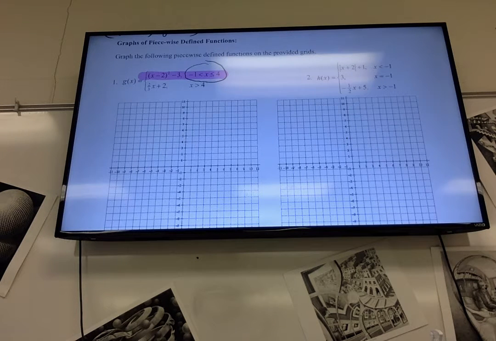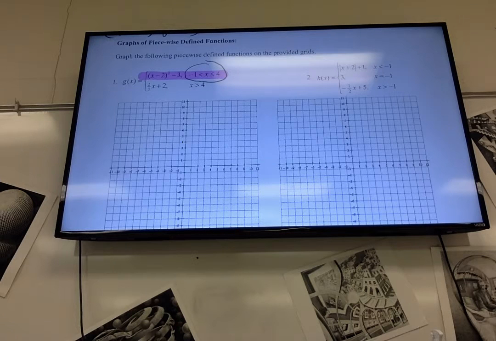Notice that first one, -1, is just less than. It doesn't have a line under it. If it's just less than, or just greater than, that means it's going to be an open circle. It's not going to be a filled in point. The 4, notice it's less than or equal to, and that means it's going to include the 4. So that one's going to be a filled in point when I figure out what it is.